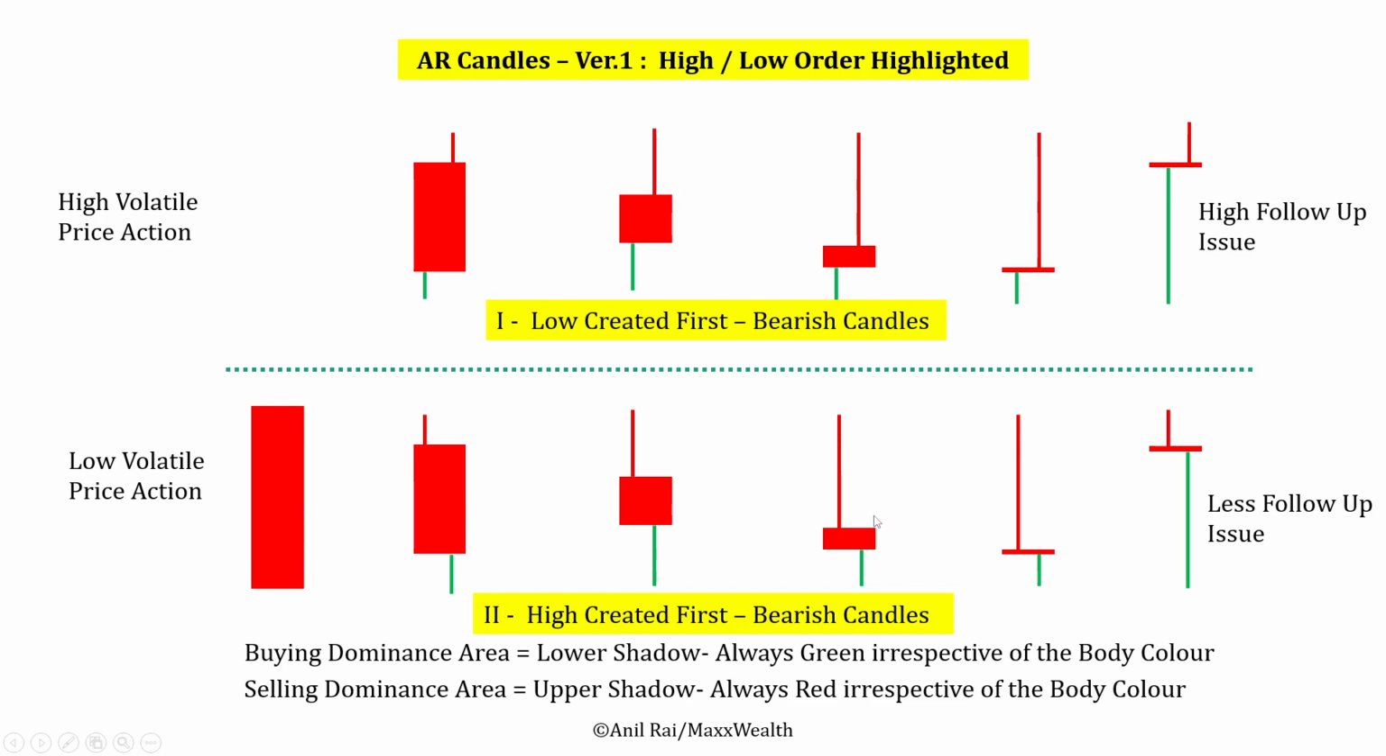In a similar manner, here we can present the dominance area. The top wick will always be red and the tail will always be green. Okay, or the lower shadow will always be green or the upper shadow will always be red.